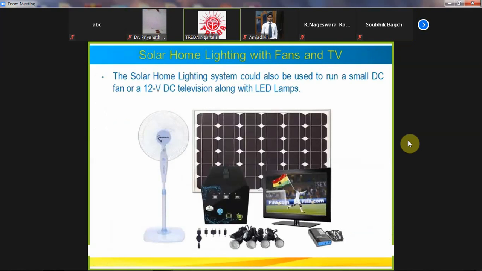Solar home lighting system. Solar home lighting system could also be used to run a small DC fan, and a television also. We can use this in rural areas. Some television also we can use with this solar home lighting system.